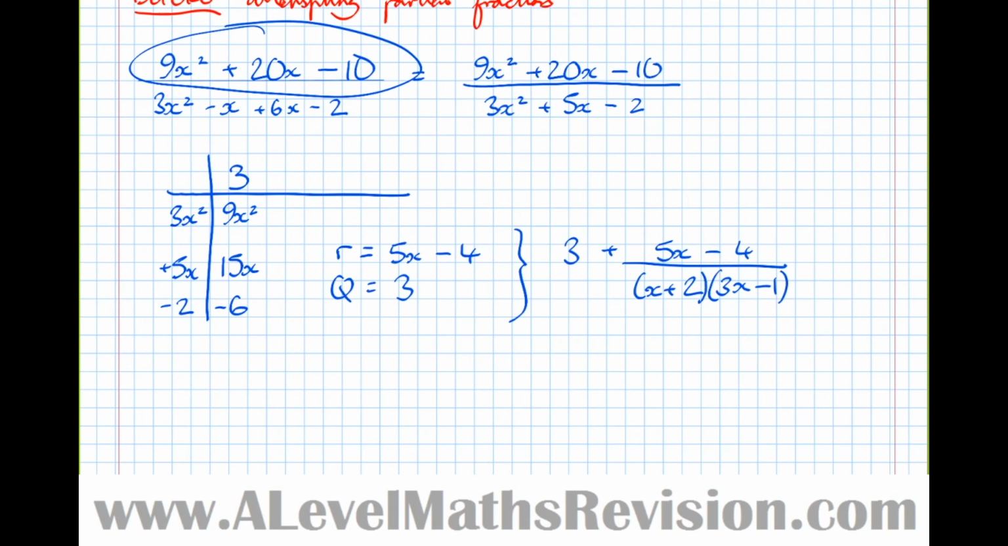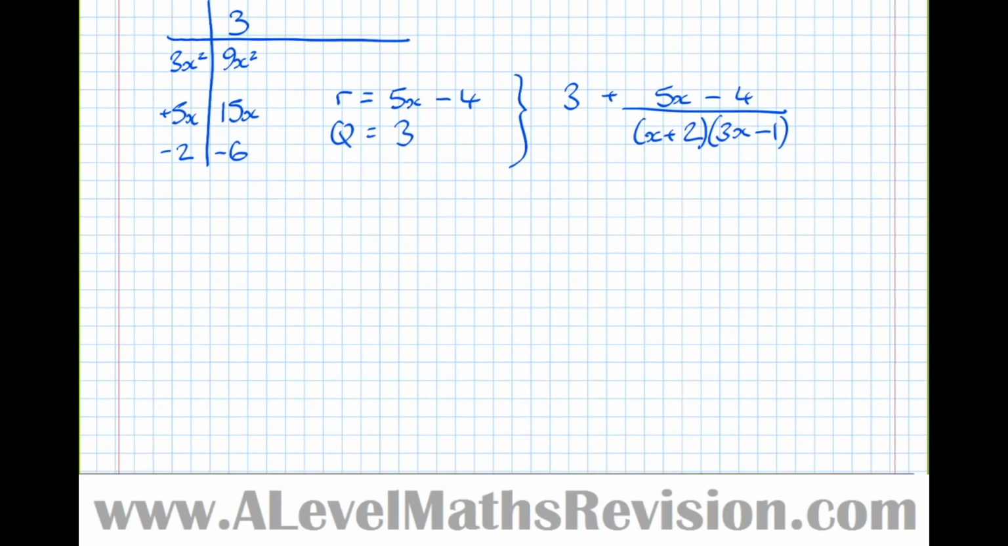If we did the partial fractions first and we didn't do the polynomial division, we'd never have got this 3. So when the power on the top is greater than or equal to the power on the bottom, we must do polynomial division to simplify the expression before we do the partial fractions. So now let's move on to the partial fractions.